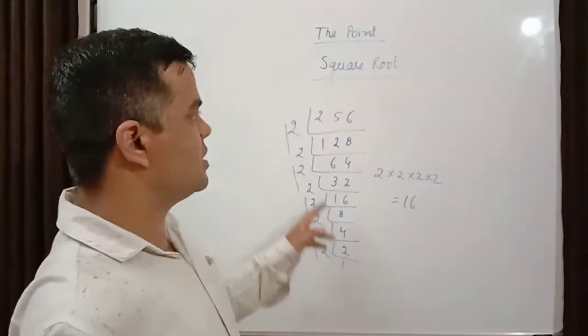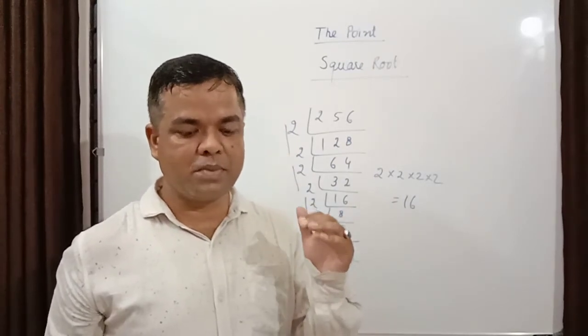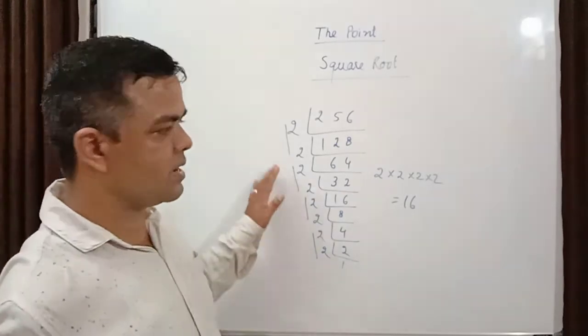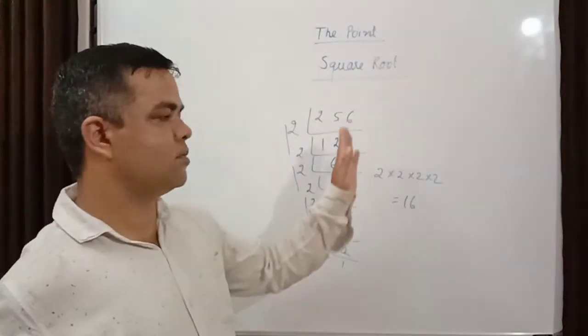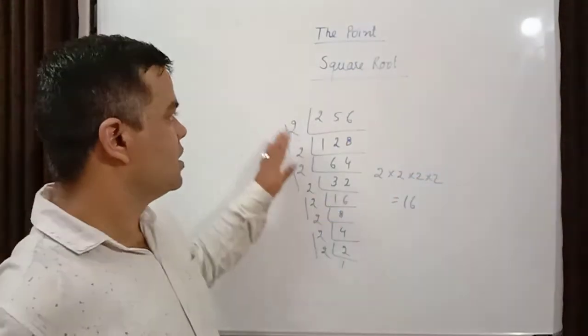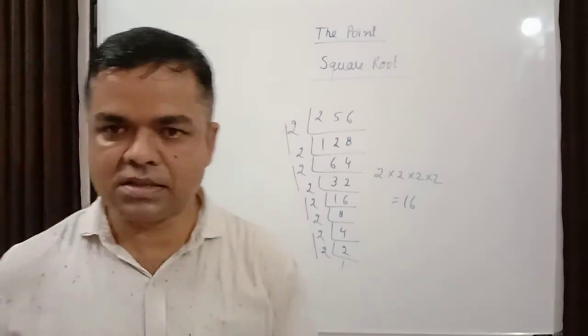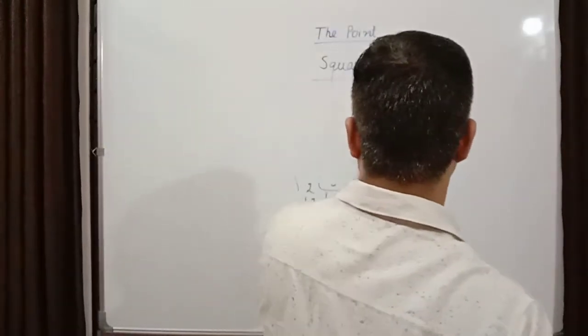Because suppose you find the square root and the number given is 1369, I have already told you, by the factorization method it will not be possible. So by that previous method you have to do it, and if the number is given like this then you can find it by this factorization method. So now come to the point.